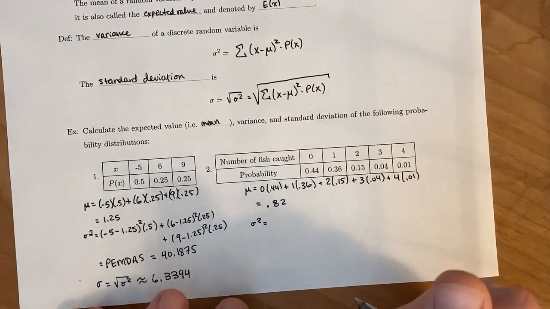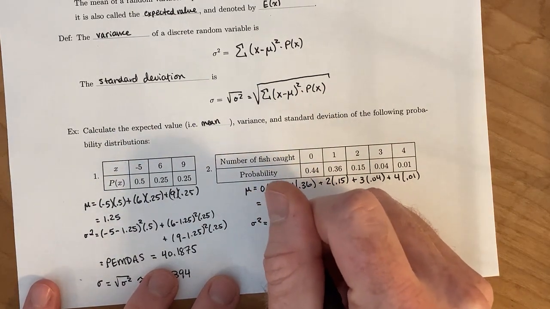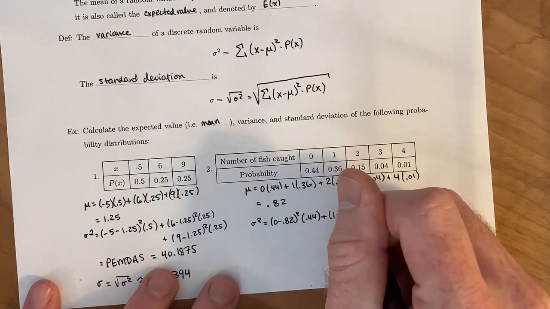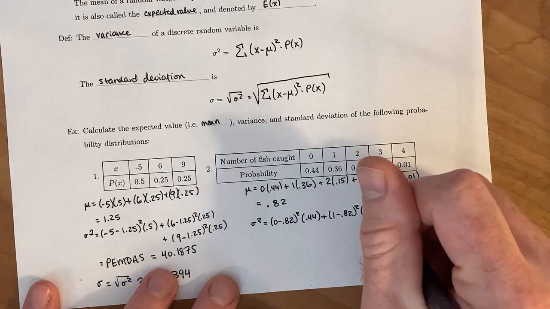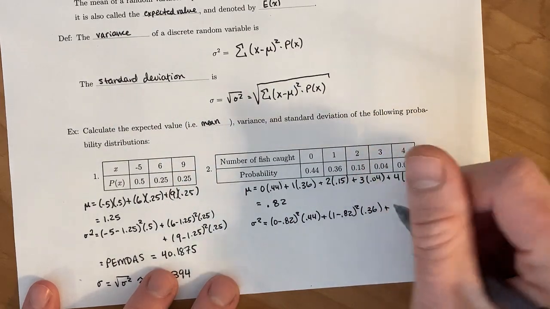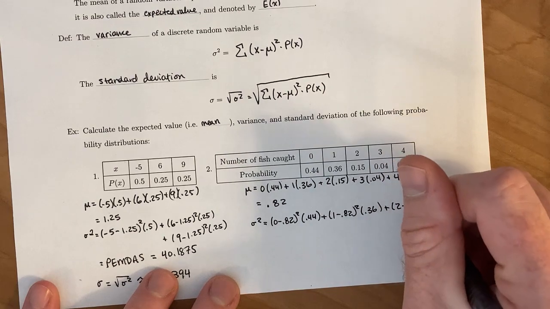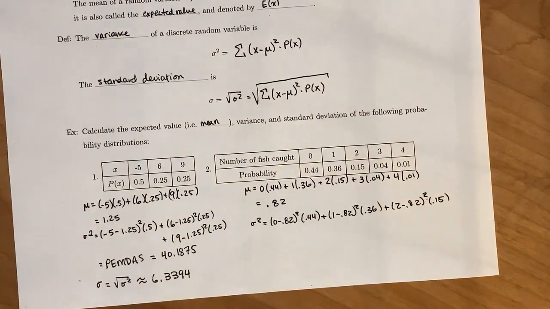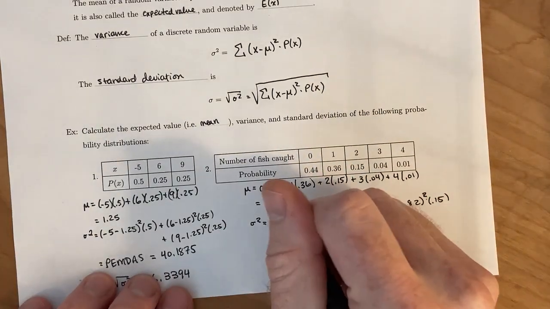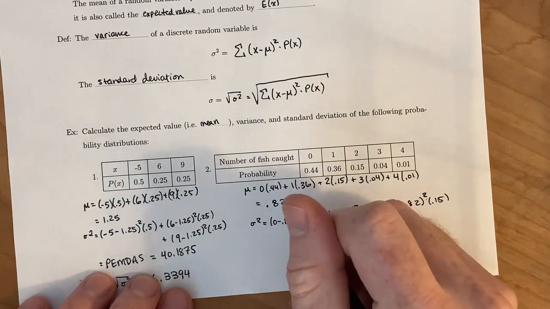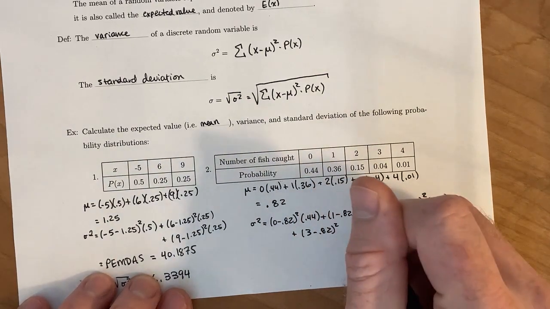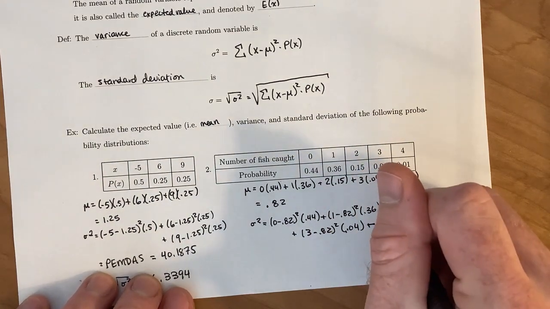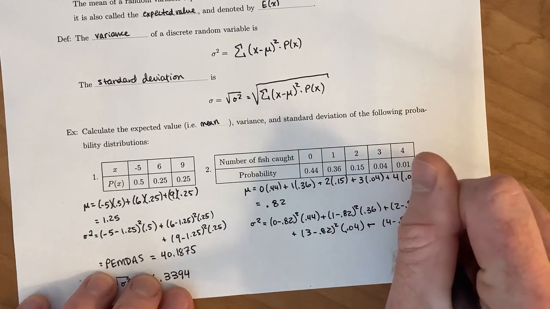Next, we want to calculate the variance. So again, we'll do 0 minus 0.82 squared times 0.44 plus 1 minus 0.82 squared times 0.36 plus 2 minus 0.82 squared times 0.15 plus 3 minus 0.82 squared times 0.04 plus 4 minus 0.82 squared times 0.01.